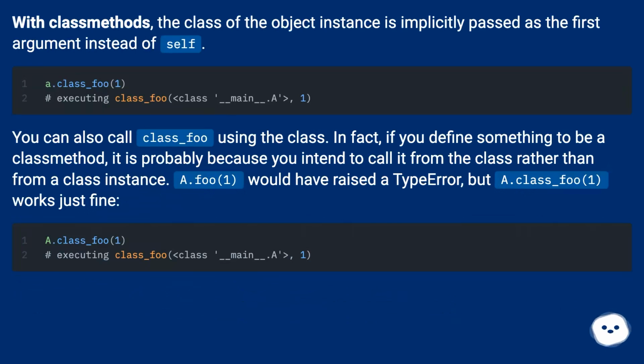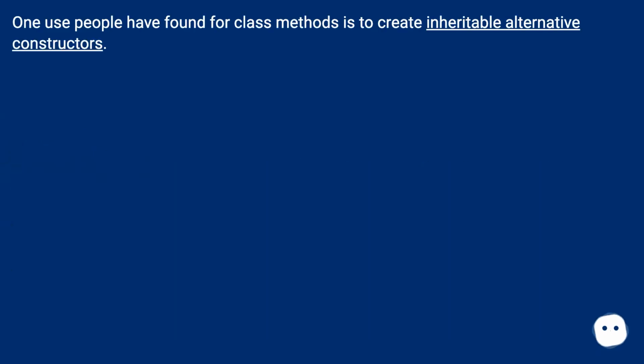You can also call class_foo using the class. In fact, if you define something to be a class method, it is probably because you intend to call it from the class rather than from a class instance. a.foo(1) would have raised a TypeError, but a.class_foo(1) works just fine. One use people have found for class methods is to create inheritable alternative constructors.